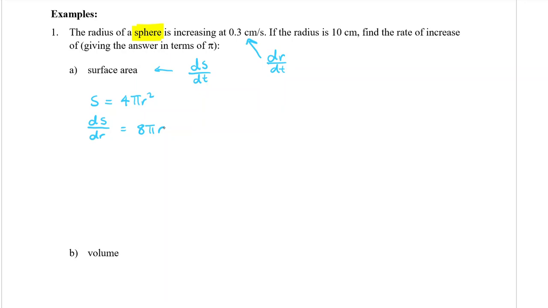Now let's do a chain rule. So what I want, remember, is dS over dt. That's what I'm trying to get.